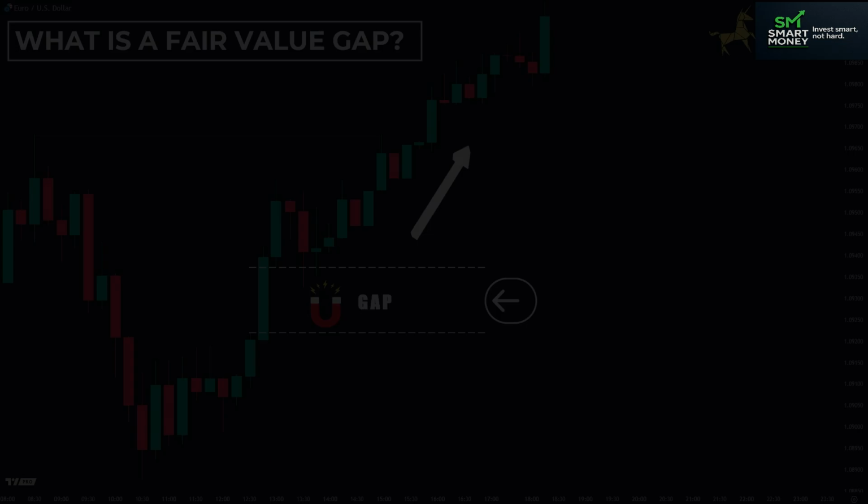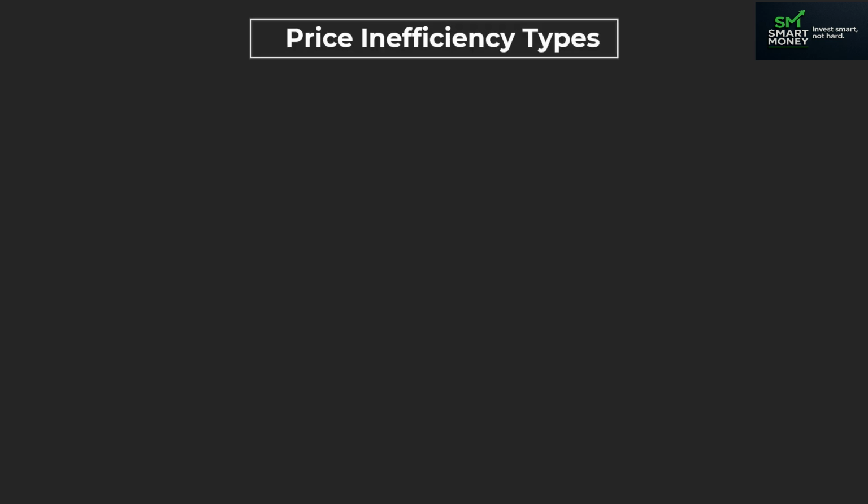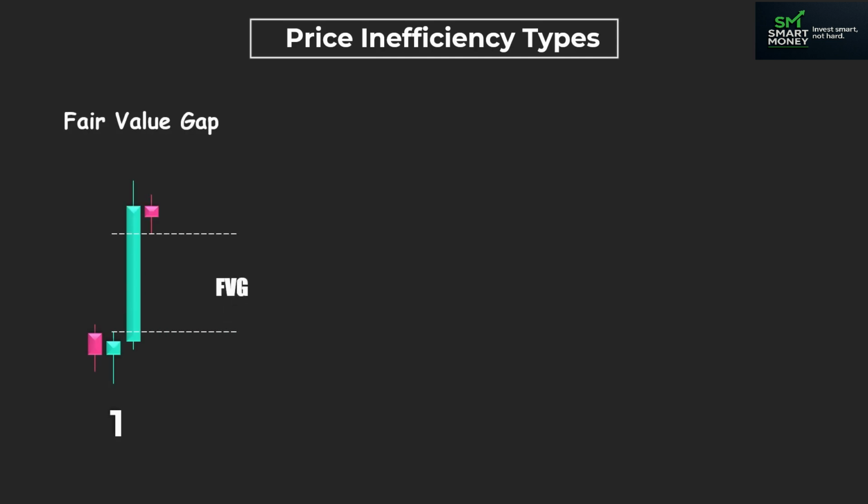Before going any further, let's have a quick recap about inefficient price delivery. There are 3 types of price inefficiency. The most common one is the fair value gap. It usually forms within a 3-candle sequence and is easy to spot on the chart as a large impulsive candle. The distinguishing feature is that the upper and lower wicks of the neighboring candles do not fully overlap the body of the middle candle. This creates a visible price void, known as the fair value gap zone, which is drawn from the body of the middle candle. Price tends to come back to rebalance this zone, making it a strong area of interest.